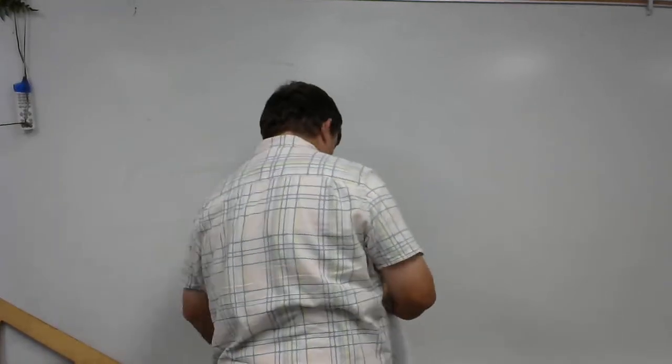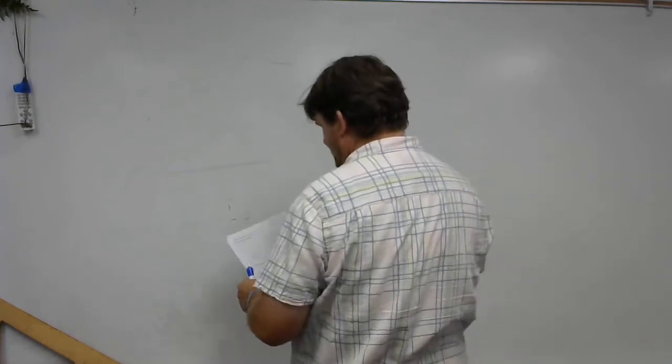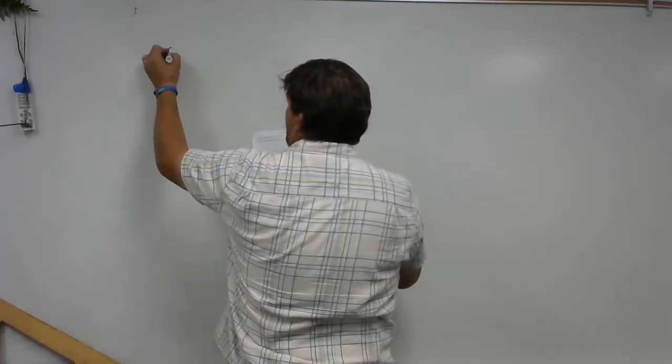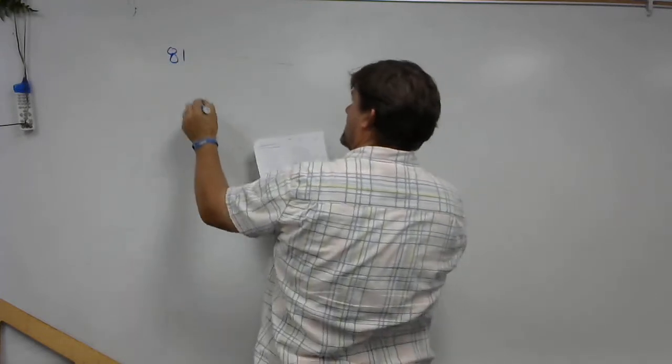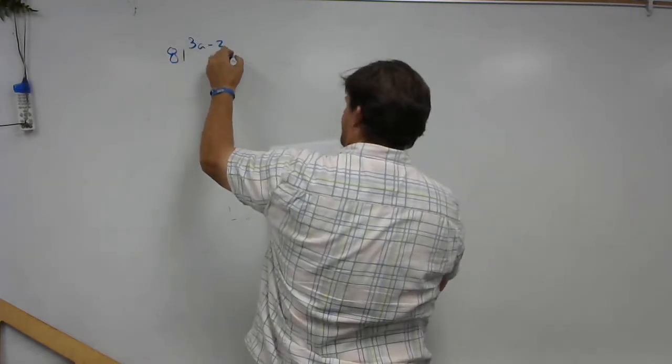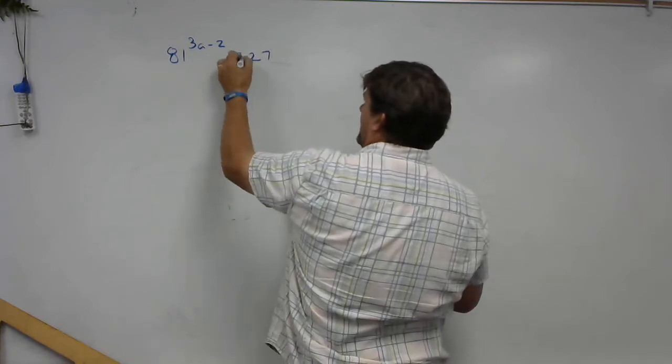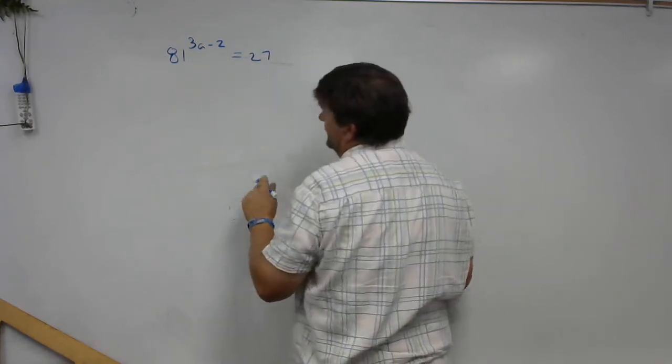Starting to run out of juice. So let's see what the blue one looks like. All right, number 6. 81 equals 27 to the 3a minus 2. Okay, so this one's a little different, so we'll walk through it.